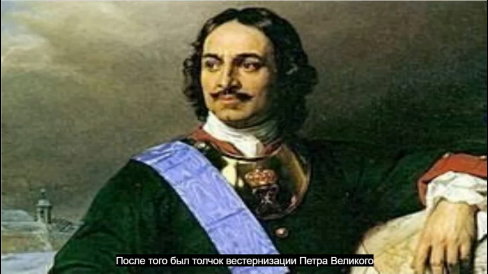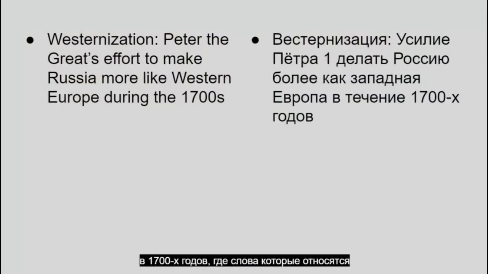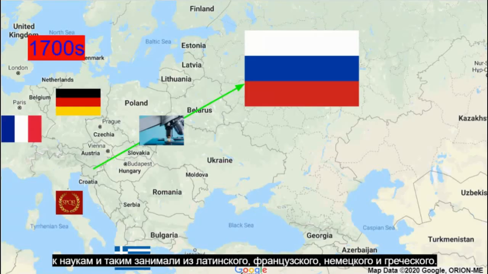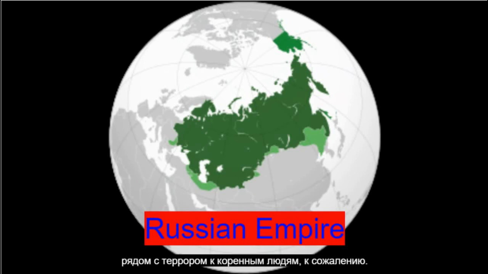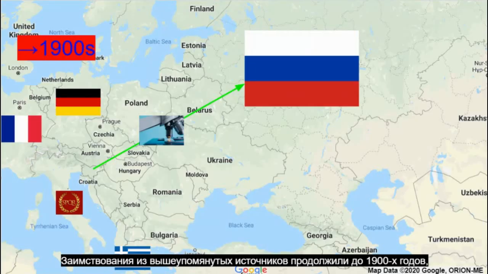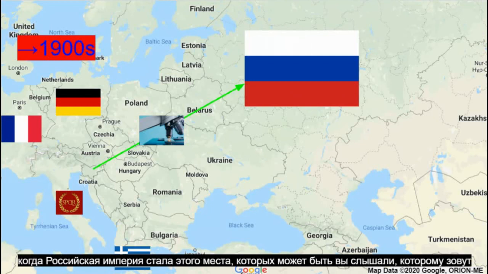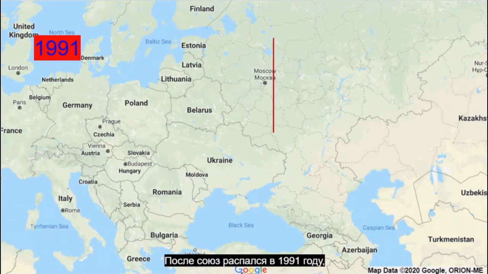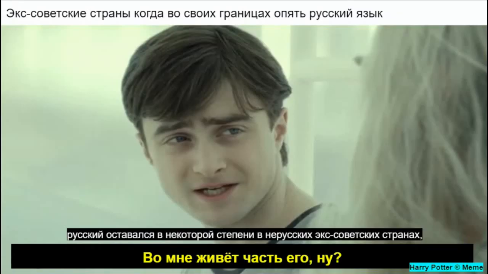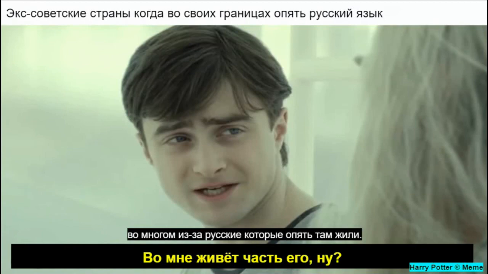Following that was Peter the Great's westernization push in the 1700s, where words relating to sciences and such were borrowed from Latin, French, German, and Greek. This culminated in the Russian Empire as well, which spread the language geographically along with the terror to indigenous people, unfortunately. The borrowings from the aforementioned sources continued into the 1900s when the Russian Empire became this place you may have heard of called the Soviet Union. After the fall of the Union in 1991, Russian stuck around to some extent in the non-Russian ex-Soviet countries, largely due to Russians living there.